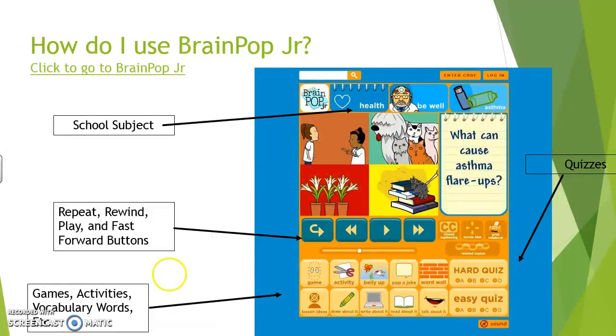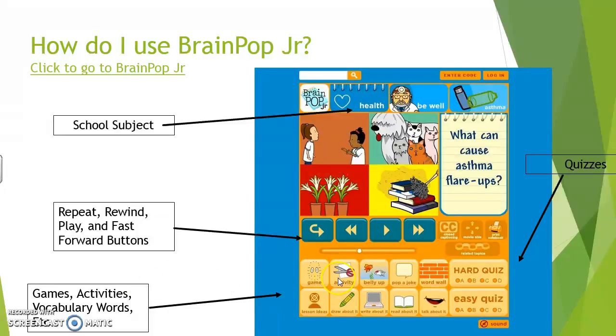And here's a picture just showing the different areas. If you look right up here on most of the videos, this is going to be the school subject. And then over here, these two are going to be the more specific subtopics where the video is located. Of course, these are the buttons to use to play the video. This will play the video again, rewind, play, and fast forward.